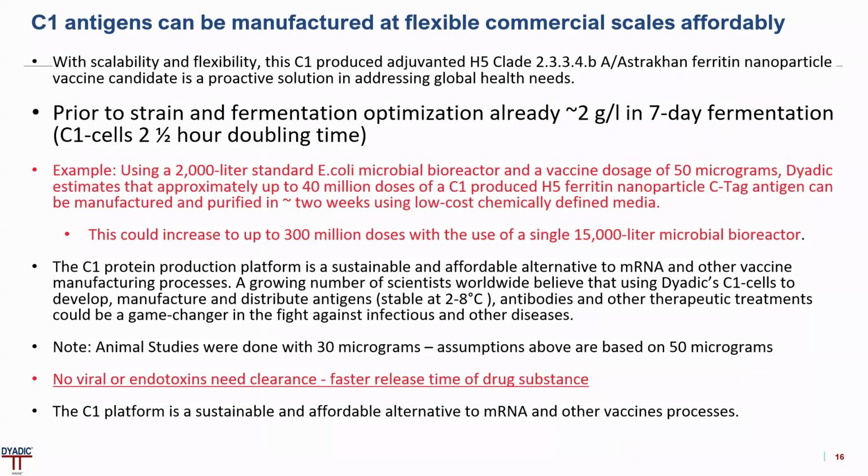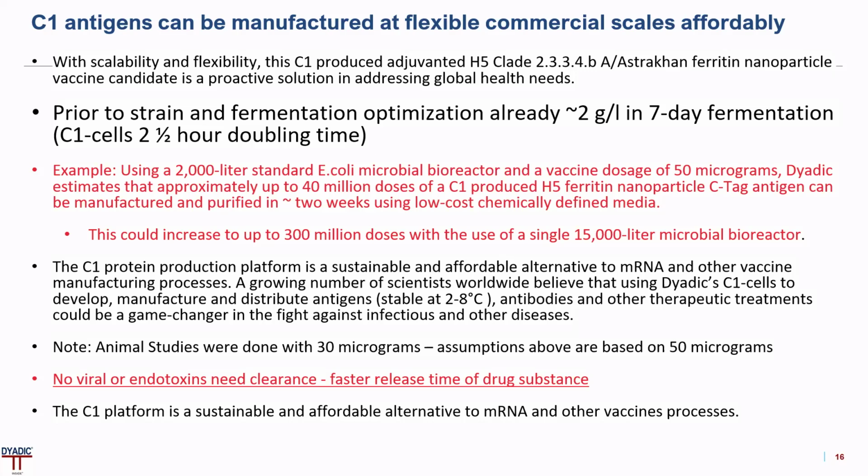So prior to doing any strain and fermentation optimization, as we mentioned, this H5 clade 2.3.4.4b was 2 grams per liter in 7 days, using a 2,000 liter fermenter and a standard E. coli microbial bioreactor. So you don't need any fancy equipment. In this case, we're using an example dose of 50 micrograms, while our rabbit study was actually 30 micrograms, so this is conservative. With a C-tag to purify it in 2 weeks using chemically defined media at 2,000 liter scale, you could produce 40 million doses.